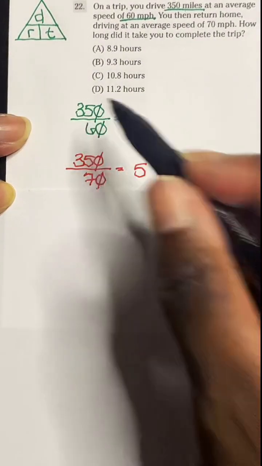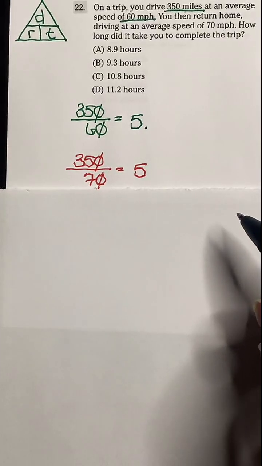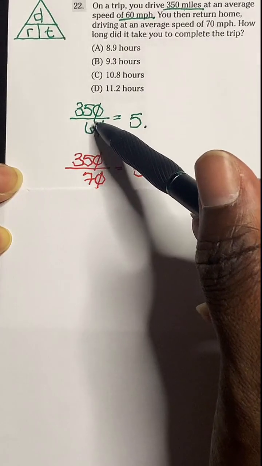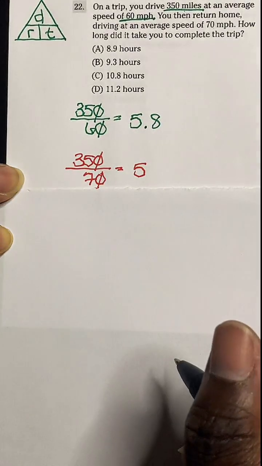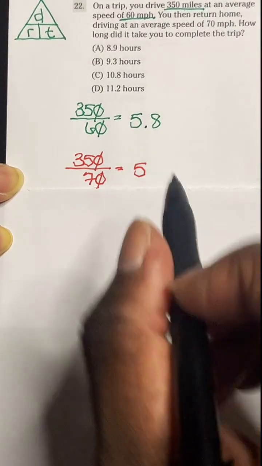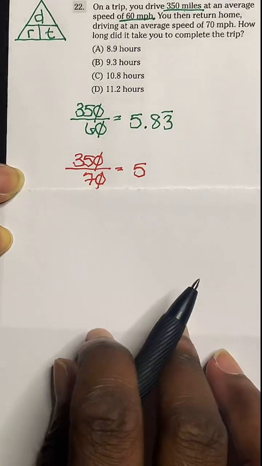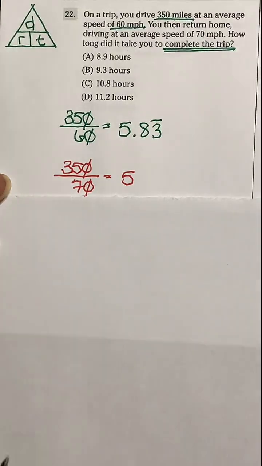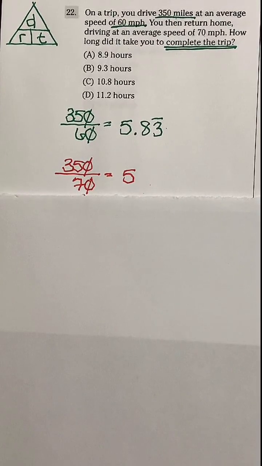So how many 6s can go into 35? I know there's 5 of them. Then we have 5 as a remainder. Add another 0. Gives us like 0.8. So if I keep going, I know it's going to give me a remainder of 3. It keeps going. So what I'm going to do, they want to know how long did it take you to complete the trip. What are we going to do with these two numbers?